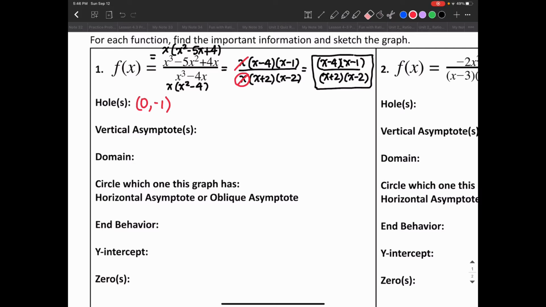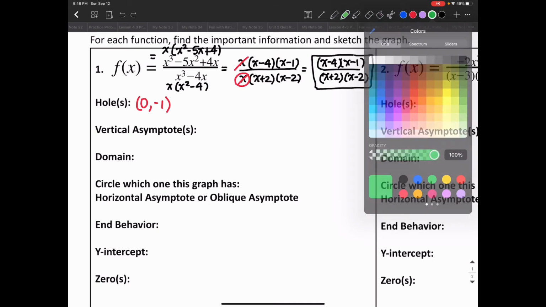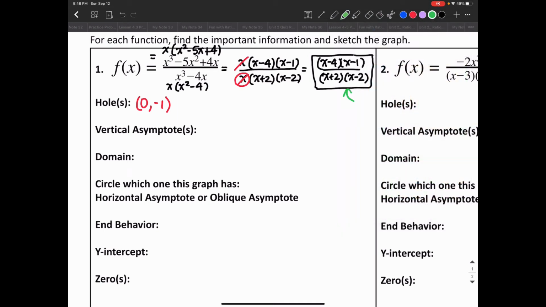From there, I'm going to find my vertical asymptotes. So I'm going to look in the final equation for what would make that denominator equal to 0. What x value is that? Well, x is equal to negative 2 is one, and x is equal to positive 2 is another. So x is negative 2 from this factor, and x is positive 2 from this factor.